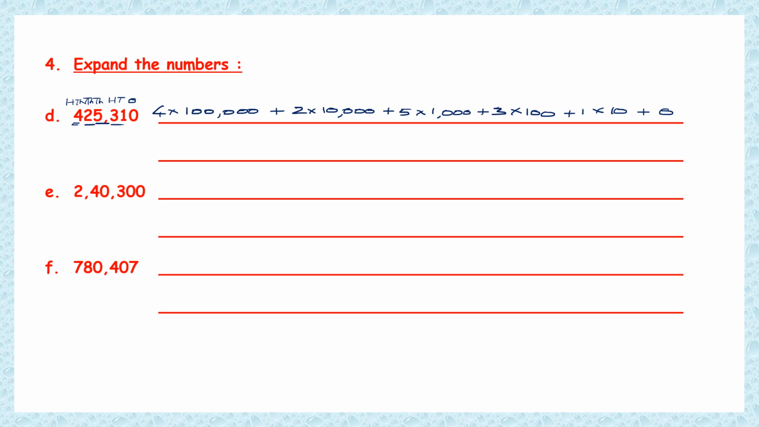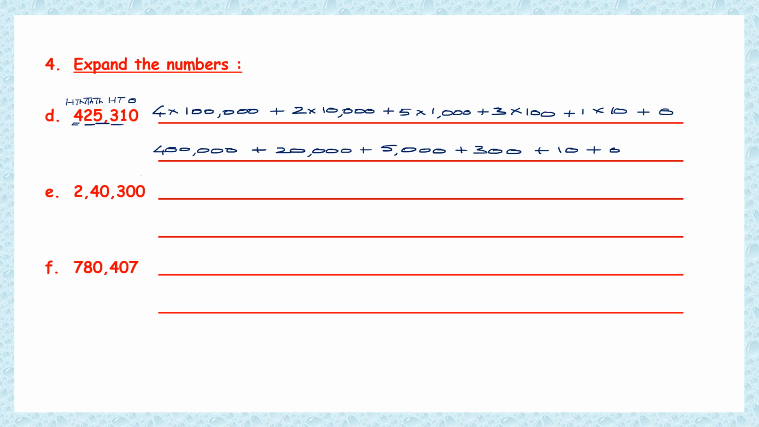4 into 100,000 is 400,000. 400,000 plus 2 into 10,000 is 20,000. 5 into 1,000 is 5,000. 3 into 100, 300. 1 into 10 is 10 plus a 0. Now let's go to the next one. So here we have a 6-digit number and 3 periods. So this is the Indian system.